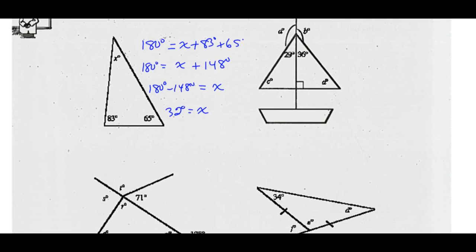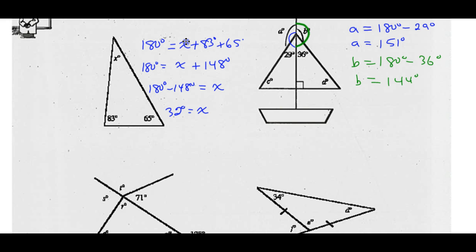Example 2 here with A, B, C, and D. We know that angles along a straight line add up to 180. So angle A should be 180 minus 29, so 180 minus 29 is 151 degrees. Angle B is the same idea, angles along a straight line. So angle B should be 180 minus 36, so angle B is going to be 144 degrees.